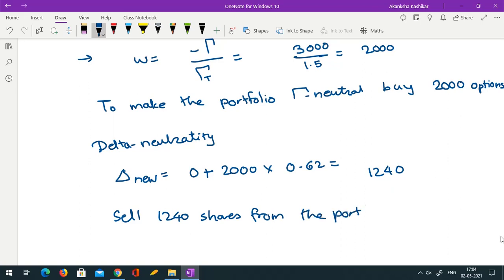Okay, remember I'm saying sell the shares. You cannot say that we will sell some of the options, because then gamma would again get disturbed. Whereas selling the shares ensures that only the delta changes, gamma doesn't change, because shares have gamma 0. So sell 1240 shares from the portfolio, and as a result delta would be 0 again. So now the portfolio has become both delta as well as gamma neutral.